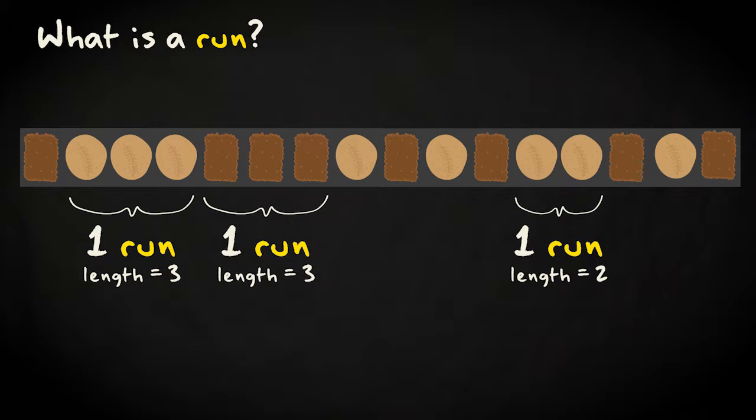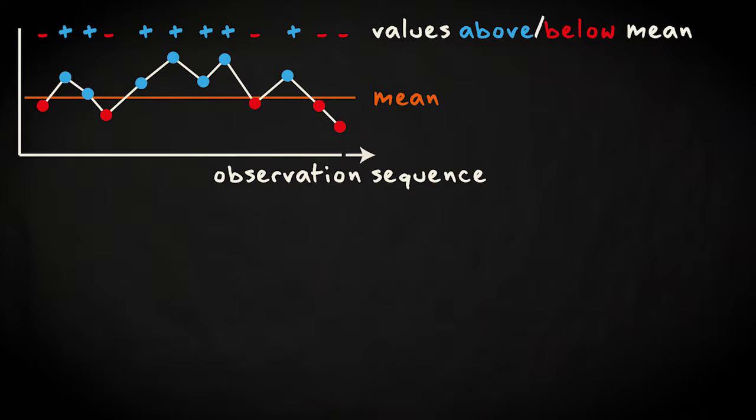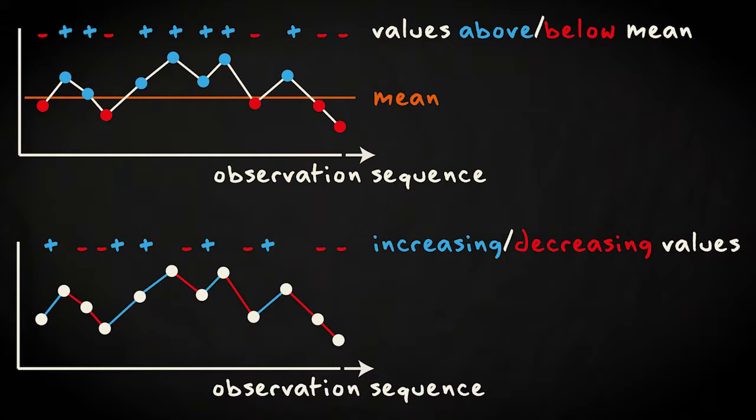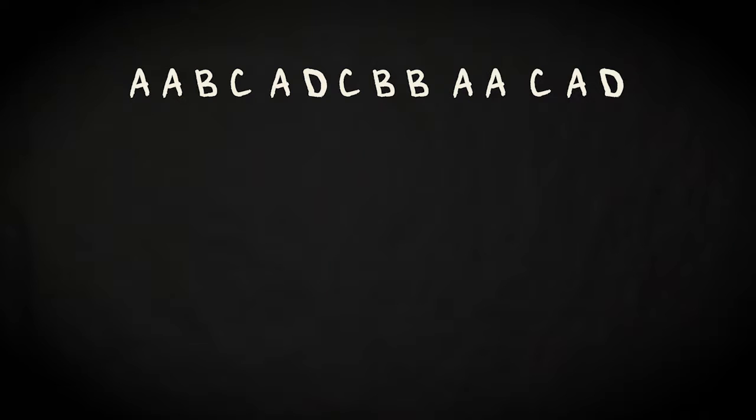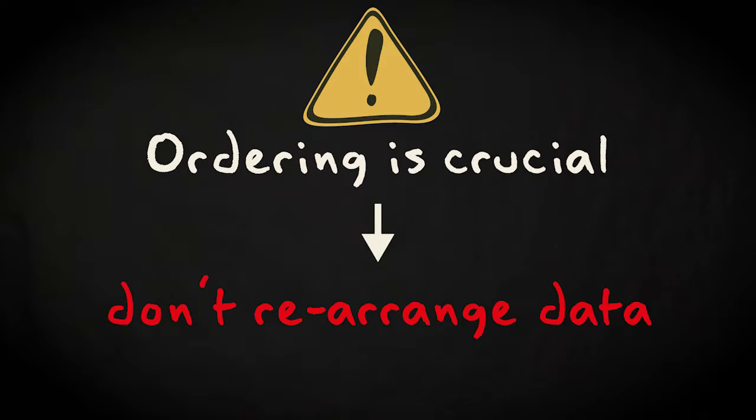The runs test only considers binomial data. If you have numerical data, it would be changed into values above or below a mean or median, or a series of increases and decreases, to make it suitable for this test. And categorical data with more than 2 categories would be aggregated into 2 categories. For example, in this variable with 4 classes, you could consider the class A versus anything else. As the runs test focuses on the ordering of the data, it's crucial that this ordering is unchanged from the moment the data was collected.